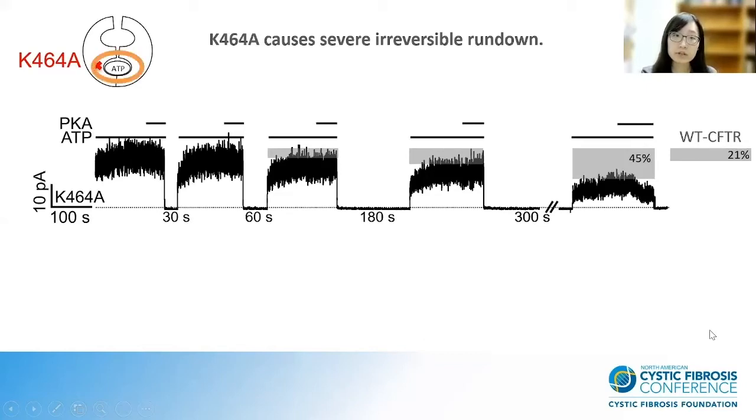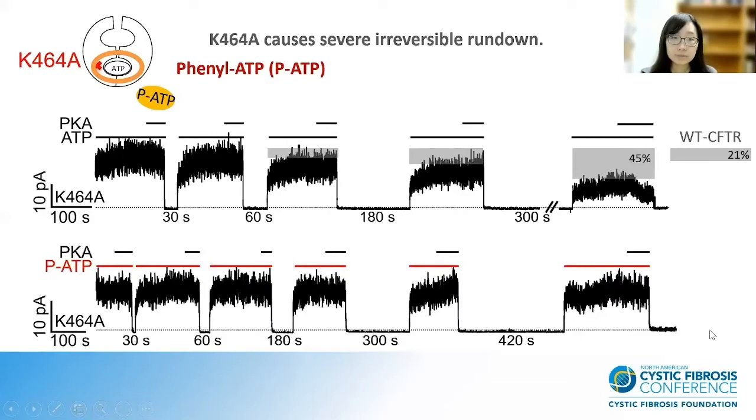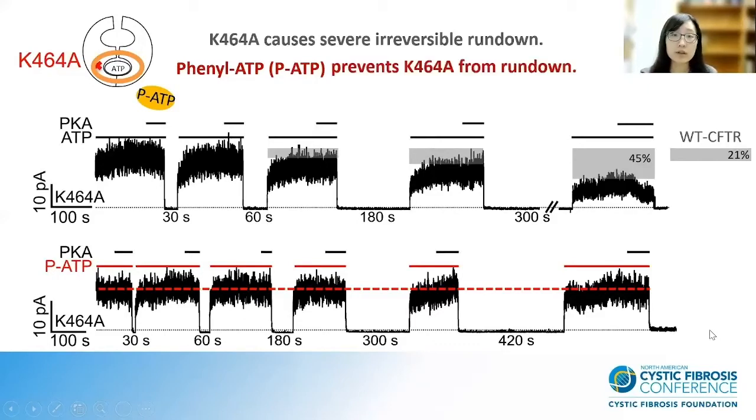From this observation, it follows that making a tighter connection in Cy1 should prevent rundown. To test that, we replaced ATP with an analog, phenyl ATP, or PATP, that is known to bind tighter to the MBDs with its extra phenyl group. Here, with PATP, the currents come back to almost the same level after long washout, meaning that there is little rundown. We then conclude that PATP, which gives a tighter binding in Cy1, indeed prevents rundown.